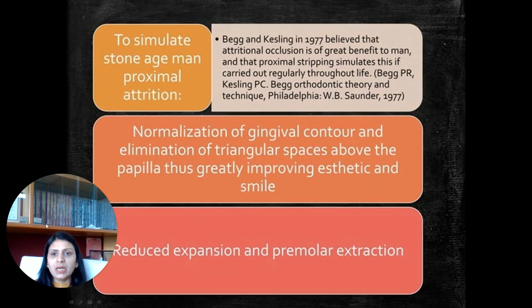To simulate Stone Age man's proximal attrition, Begg and Kessling in 1977 believed that attritional occlusion is of great benefit to man, and that proximal stripping simulates this if carried out regularly throughout life. So if we do proximal stripping throughout life, it actually simulates the proximal attrition that used to happen in the aboriginals. Normalization of gingival contour and elimination of triangular spaces above the papilla greatly improves the aesthetics and smile. Also, proximal stripping reduces the need for expansion and premolar extractions.